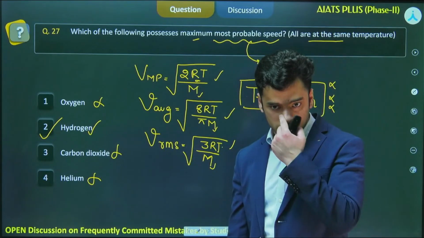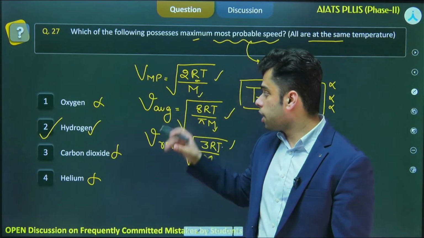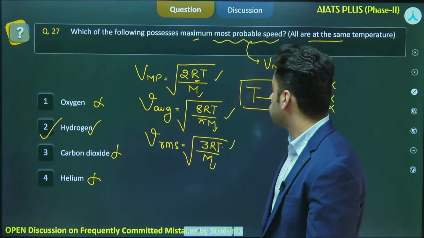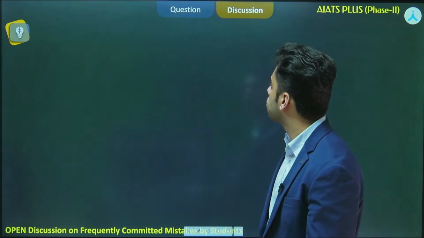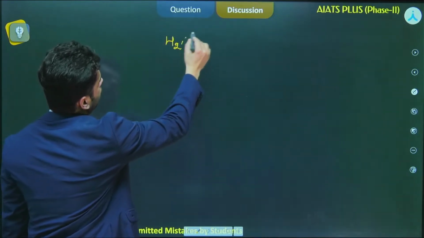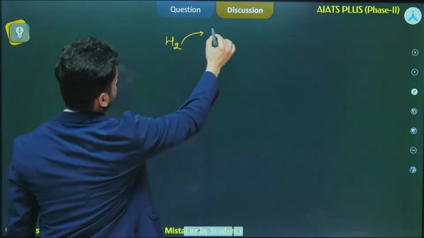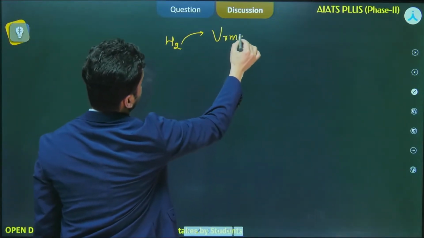Okay, someone is 444, very well. Now what else can be asked in such kind of problem? They can make you compare. Suppose that I have hydrogen, and I need to calculate the ratio of RMS velocity at two different temperatures.